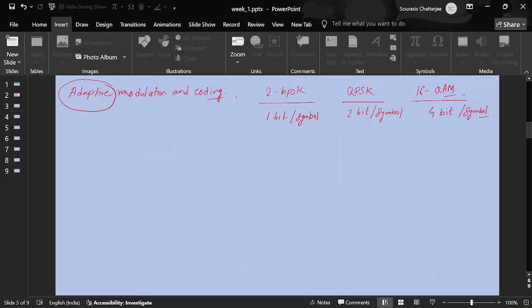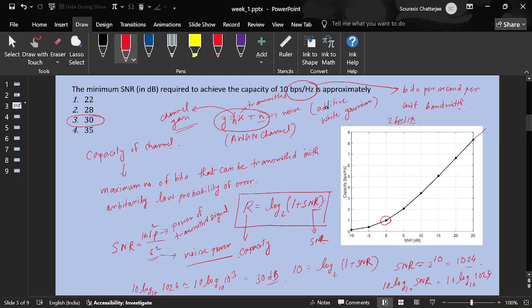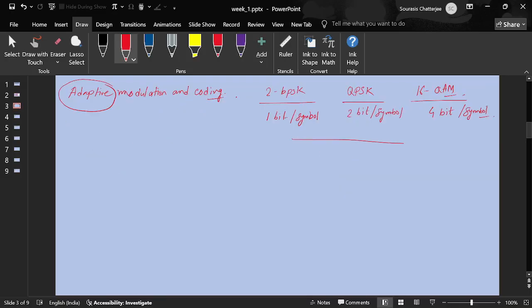So if I go from BPSK to QPSK to 16 QAM, just a moment, my screen got hung. Okay, fine. So here we are basically, you can say, moving towards a higher modulation scheme.